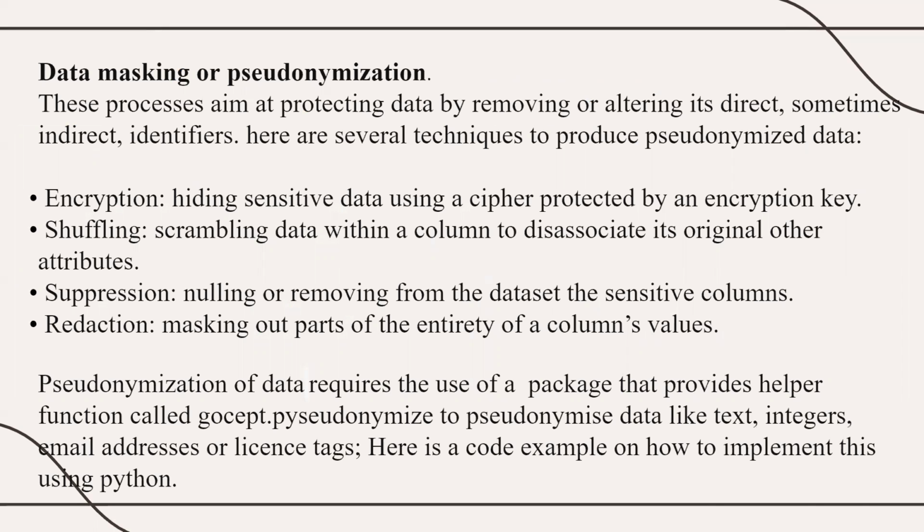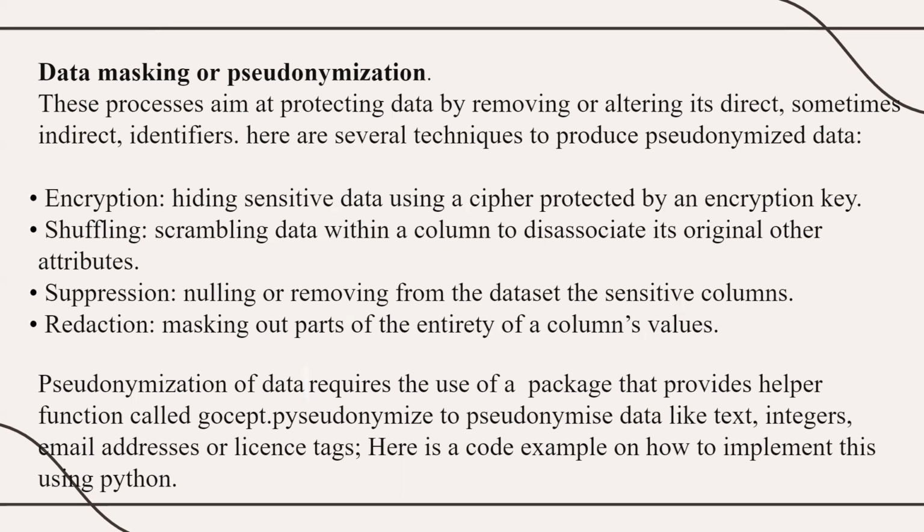pseudonymization. These processes aim at protecting data by removing or altering its direct, and sometimes indirect, identifiers. Here are several techniques to produce pseudonymized data. We have encryption, which most of us might be familiar with. For some of us here who really work with databases, we sometimes want to save passwords and have to encrypt them using a cipher protected by an encryption key.